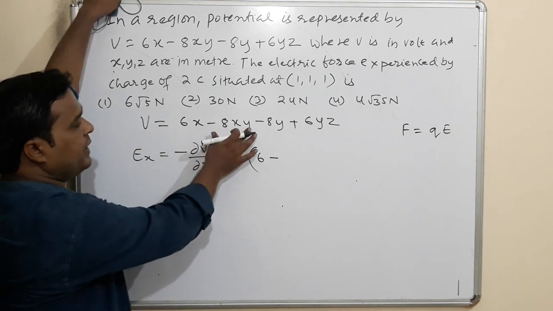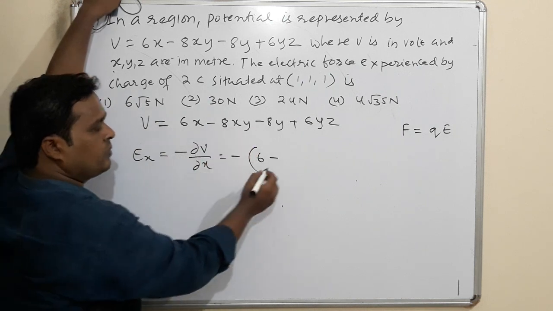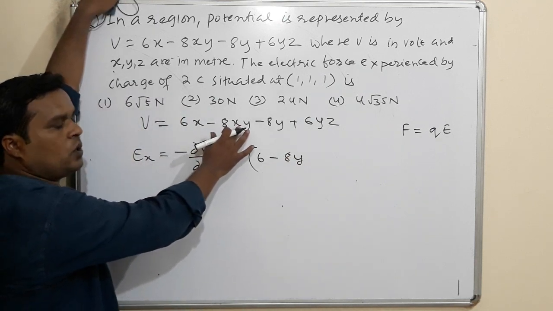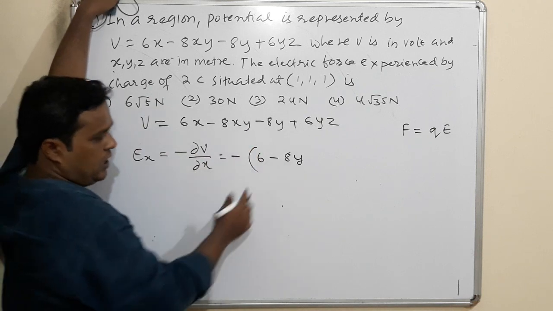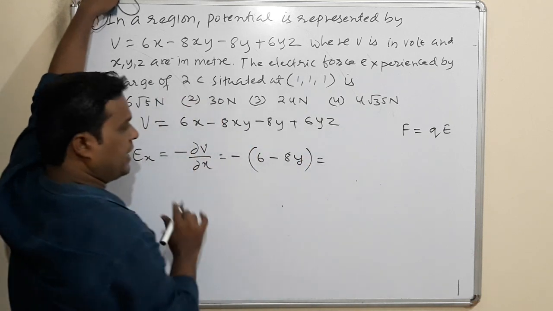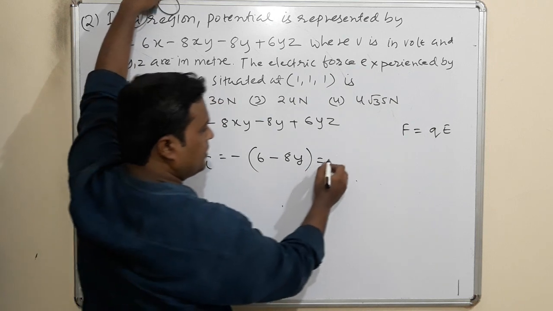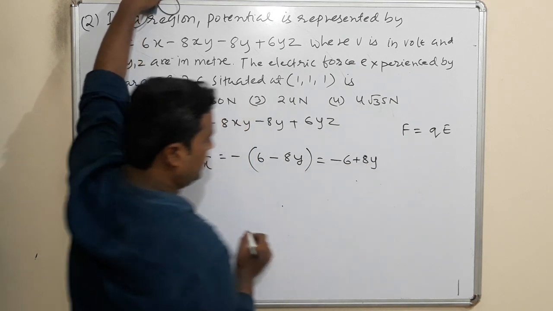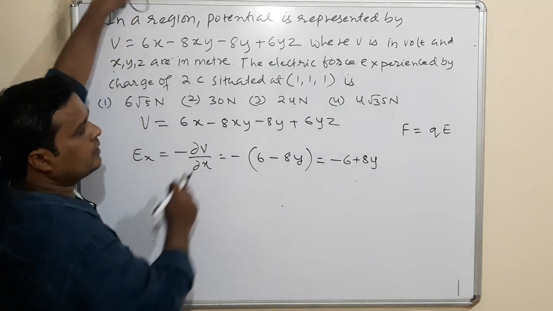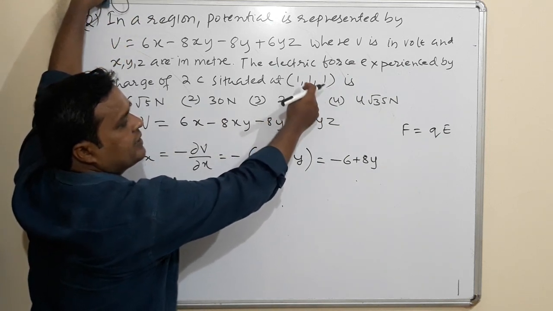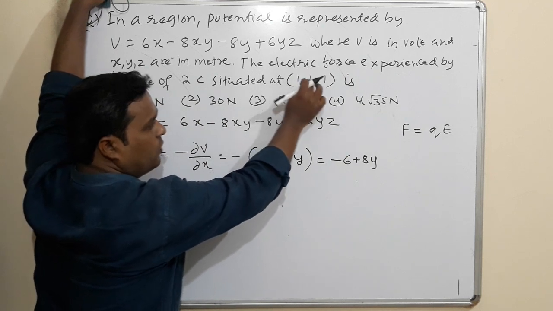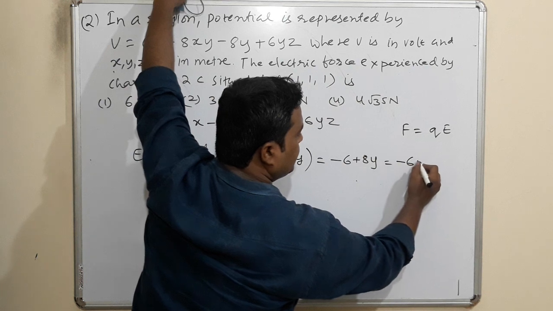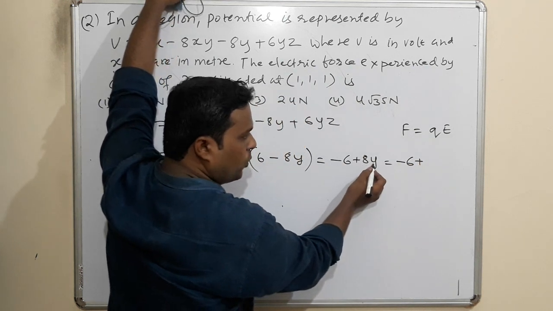Okay. This will be 8xy. 8y is constant. Differentiation of x is 1. Then if you take this, open the bracket, it will be minus 6 plus 8y. What is the y value at this point? x, y, z is 1, 1, 1. If you put 1 here, then it will be minus 6 plus 8 into 1.